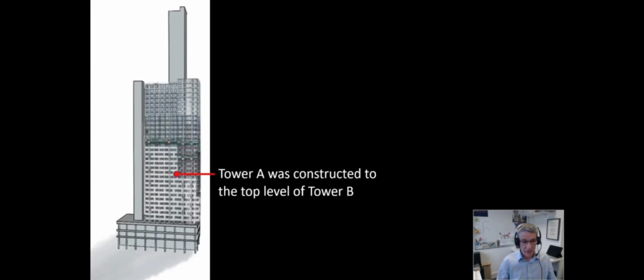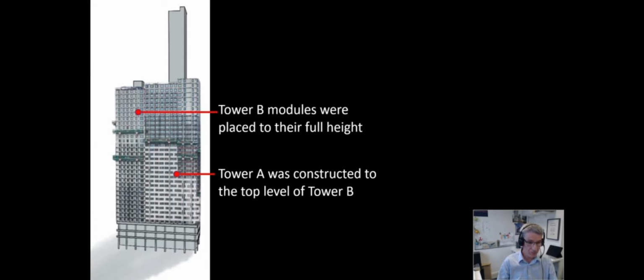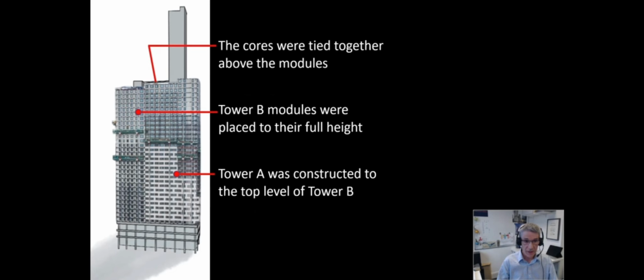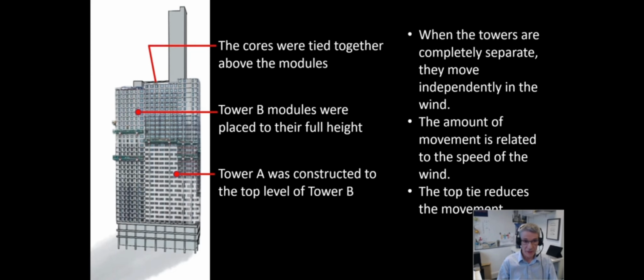We placed Tower A up to the level of Tower B. And then we placed Tower B full height. And then once that was in place, we tied the tops of the 2 towers, the cores together above the top of the 2 towers. And then the connections were fitted from the bottom up. And this reduced the temporary forces in the building.